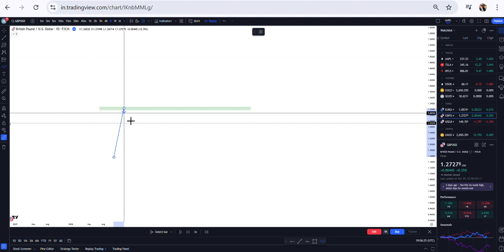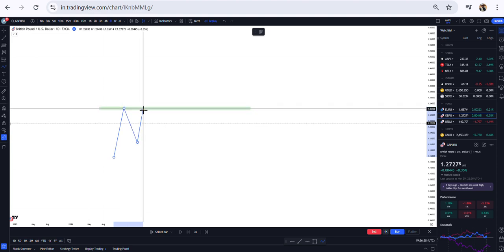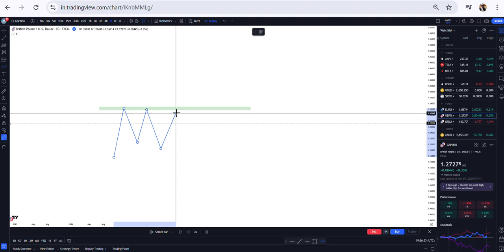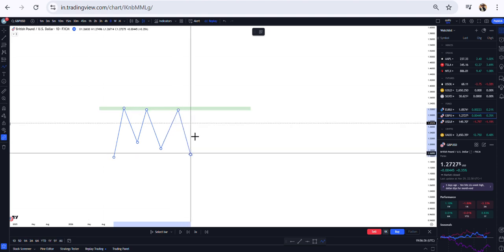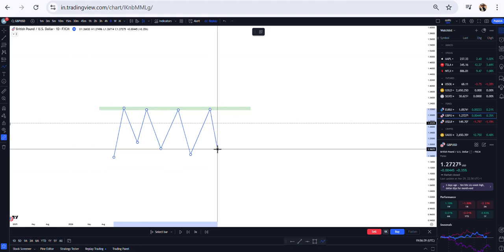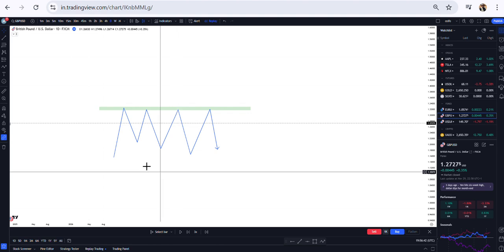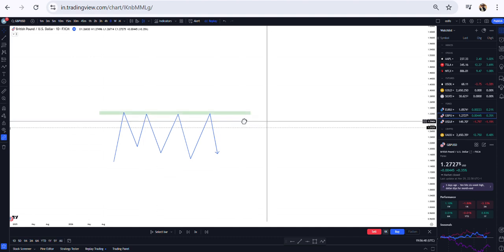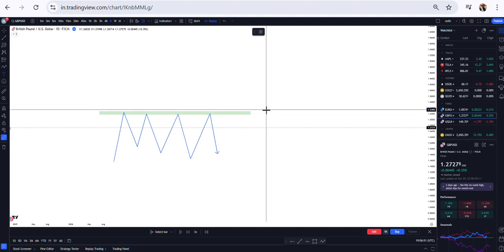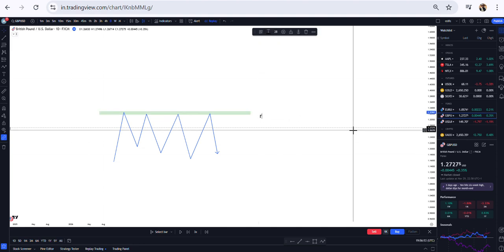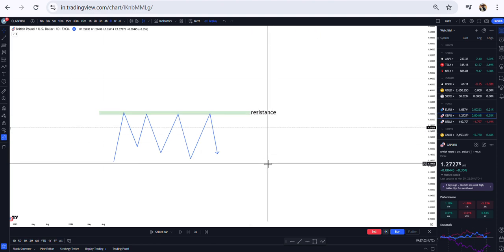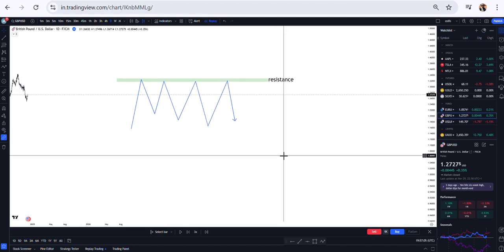You saw it the first time, and then it bounces back and comes up, goes back again to this point, and then it bounces back. Goes up again, bounces back and comes down. So this area is what we call a resistance zone. A resistance, because it is resisting price from going up. Price wants to go above, but it's denying price from going up. So this is what we call a resistance. Do you understand?